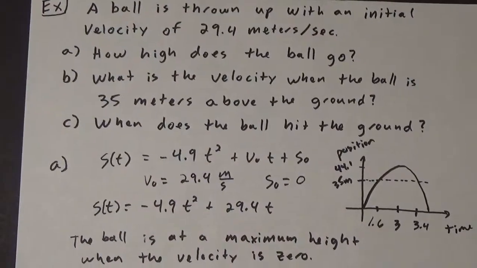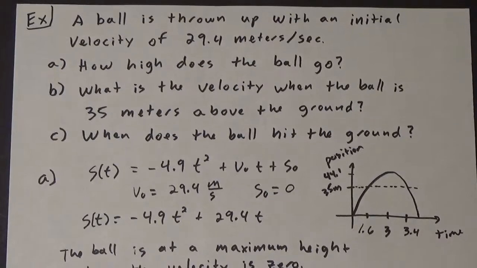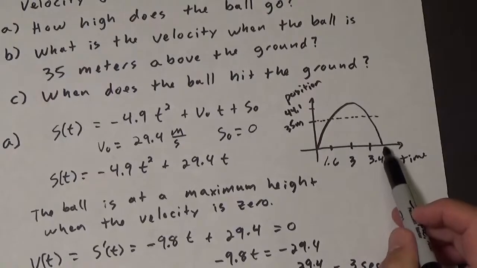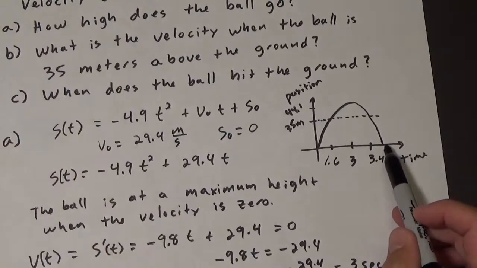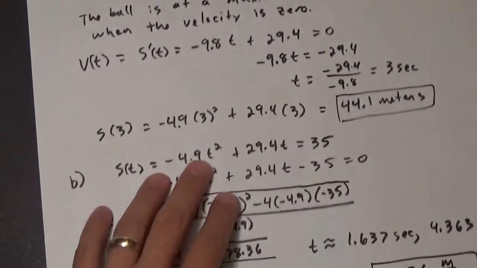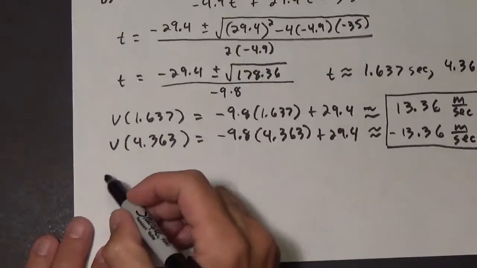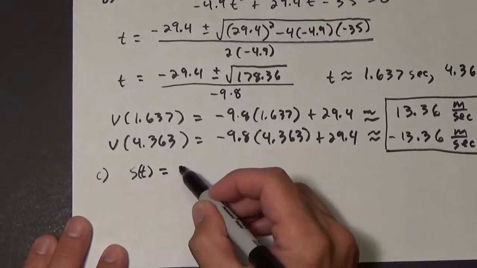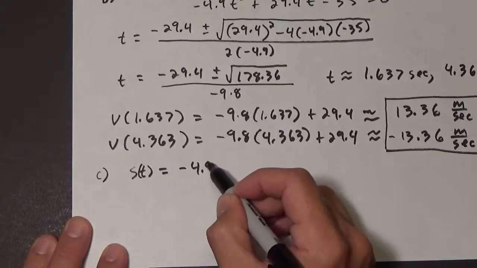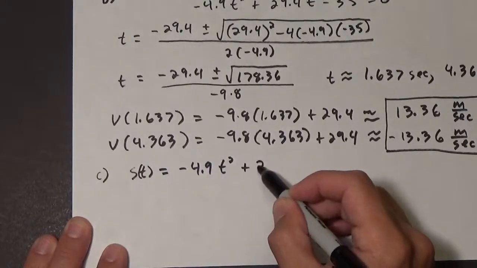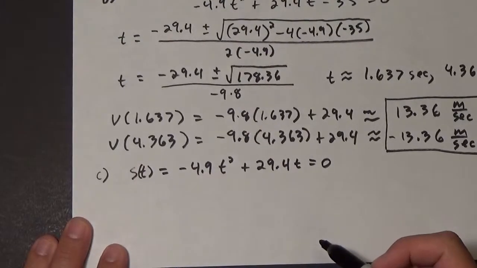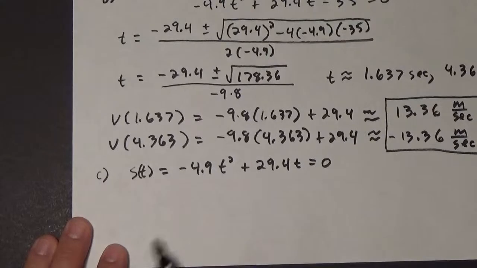Okay, part C. When does the ball hit the ground? All right, so it started from the ground, goes up, and hits the ground, so it's going to hit the ground when the position is 0. Part C. We're going to take our position function, s of t, which is negative 4.9 t squared plus 29.4 t, and we're going to set that equal to 0. And then we have to solve this.